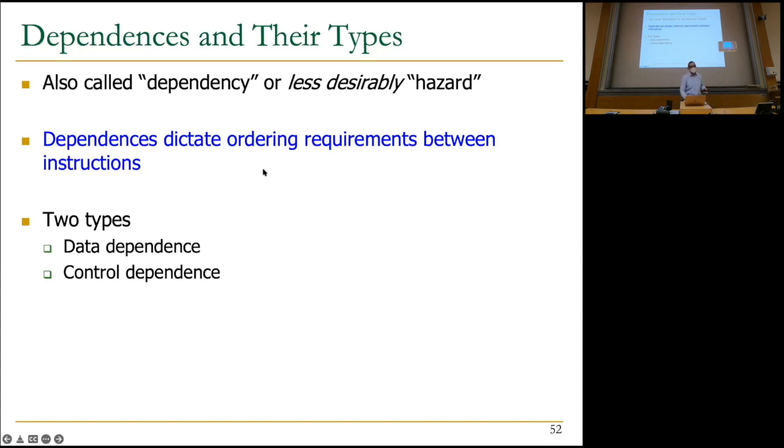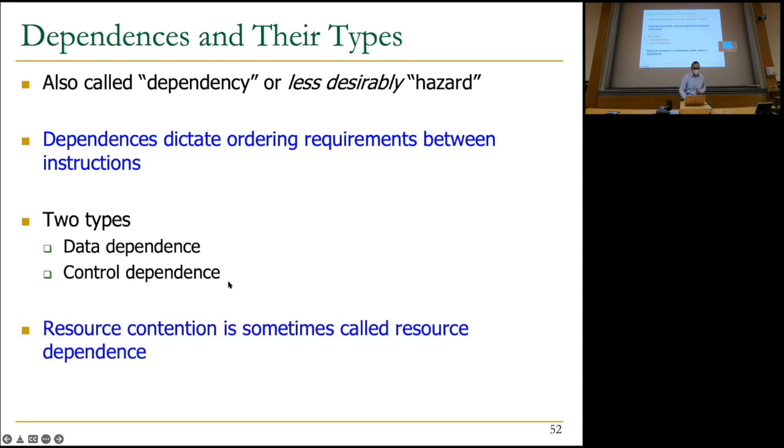And dependences dictate ordering requirements between instructions. Clearly, there's a higher-level program semantics, and the programmer wrote this program such that there's some ordering between the instructions. And there are two types of ordering: based on data flow, or data dependence, and based on control flow, or control dependence. These are the control instructions, like conditional branches, case statements, switch statements, etc. Resource contention is also sometimes called resource dependence.